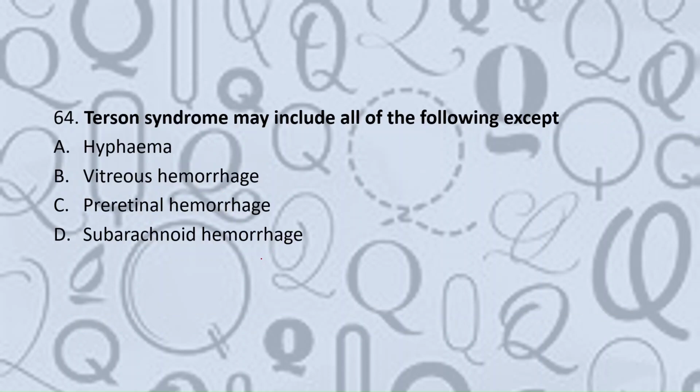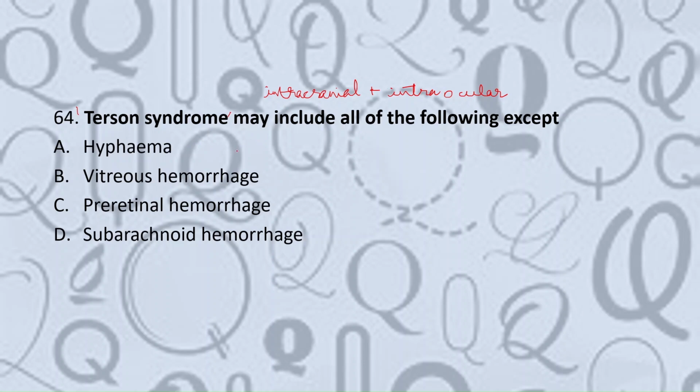Okay. Terson syndrome may include all of the following except hyphema, vitreous hemorrhage, preretinal hemorrhage and subarachnoid hemorrhage. So what is Terson syndrome? Terson syndrome is a combination of intracranial hemorrhage associated with an intraocular hemorrhage. So there is hemorrhage in the brain as well as the eye. All the options that I have given you here are examples of intraocular hemorrhage, so the only exception here for inclusion in Terson syndrome would be hyphema.